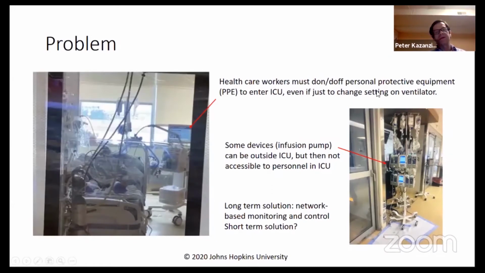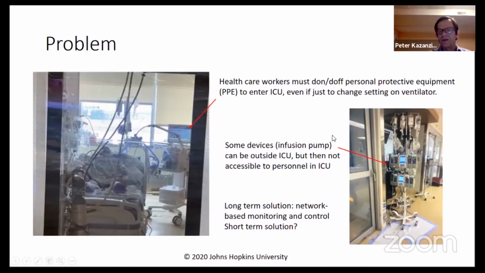So the problem is that if you look at the image on the left side, this is a photo from the ICU at the University of Maryland Medical Center. In order to go in to change any settings on the, in this case, ventilator, that's what's pointed to by this red arrow, healthcare workers would need to put on the personal protective equipment, even if they just want to press a single or a few buttons on this ventilator.